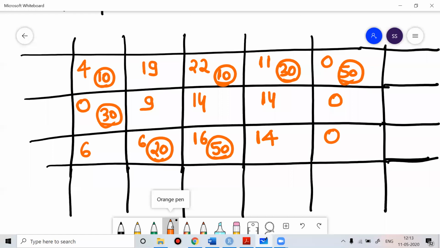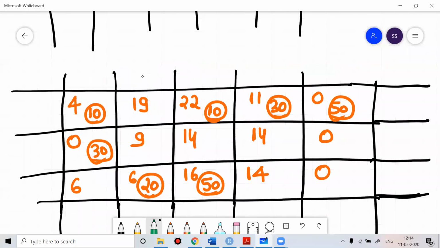So just reconfirm. Anyone who has any doubt, please ask me. This is the allocation we got on this data. You can just confirm these values. Okay. Now once you've seen these values, let's do the test of optimality.